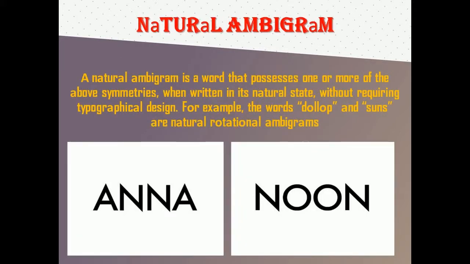Natural ambigrams also seem interesting. A natural ambigram is a word that possesses one or more of the above symmetries when written in its natural state, without requiring typographical design. For example, the words dollop and sons are natural rotational ambigrams. The word bud forms a natural mirror ambigram when reflected along the vertical axis. The words OKIDE and KNAS, in all capitals, form a natural mirror ambigram when reflected along the horizontal axis. The word TOOT in all capitals forms a natural mirror ambigram when its letters are folded vertically and reflected along the vertical axis.